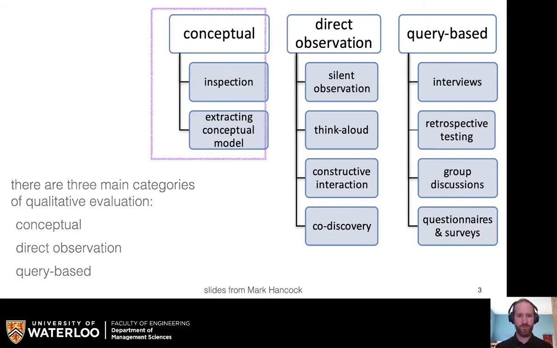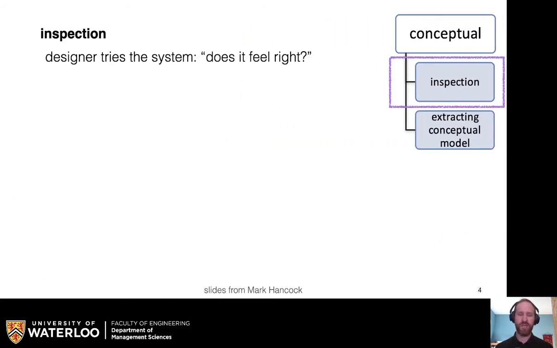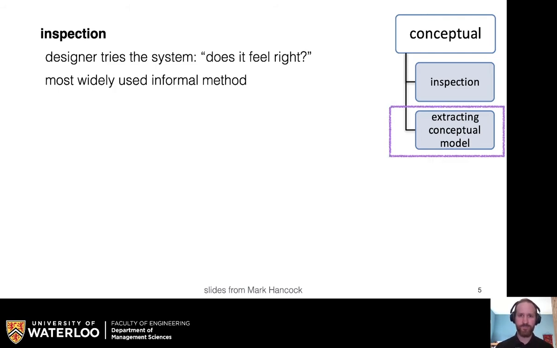Let's start with conceptual. The two methods we'll cover are inspection, where the designer tries the system. Does it feel right? This is the most widely used informal method, but it does give you some qualitative feedback and an understanding of how the system is working and an ability to evaluate it and make changes.